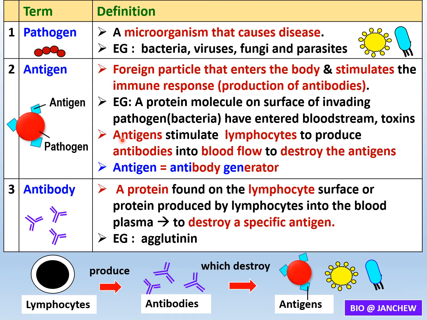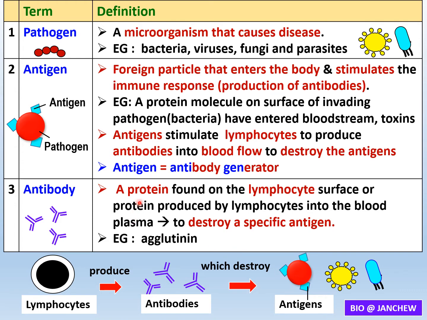Then the antigens will stimulate the lymphocytes to produce antibodies into the blood flow in order to destroy these antigens. So when we think of antigen, we can think of it as an antibody generator. Now this antibody is not generated by the antigen, but it causes the lymphocytes to generate or produce the antibodies to destroy the antigens. So basically, antigens stimulate lymphocytes to produce antibodies to destroy them. All right, as we can see here, lymphocytes produce antibodies which have a Y shape, and they will combine with the antigens, and after that they will destroy them in various ways.